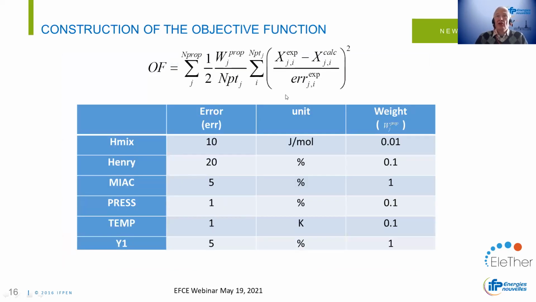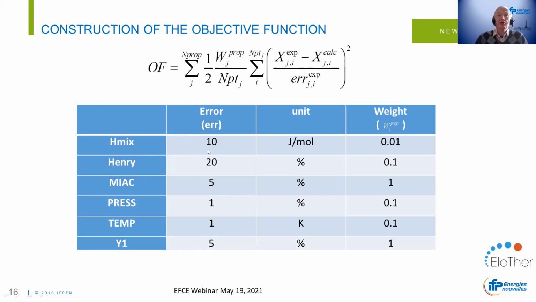A word about the objective function. The objective function always looks something like this. So there are two sums, an inner sum that points to each individual data point, where we take the squared difference between the experimental value and the calculated value, whatever this value may be. That may be a heat of mixing, a Henry constant, an activity coefficient, or whatever. And this is divided by what I indicated here as an error. This is more exactly what we should have said, an experimental uncertainty. And this may vary depending on the type of property that we are looking at. You see here the values that I've been using.